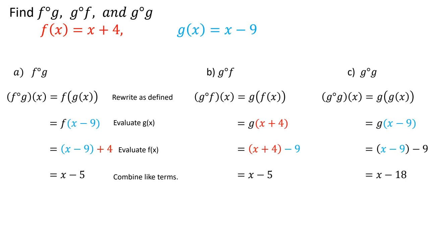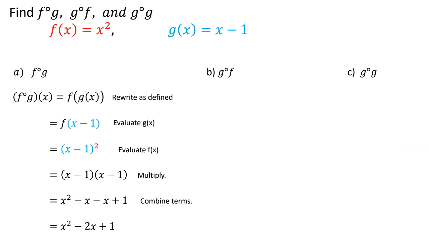Okay, so again, function G is x minus 9. That's what I'm going to plug in to function G. So everywhere I see x, I'm going to plug in this x minus 9. So again, I have x minus 9 minus 9. This is already simplified, so I can drop the parentheses and combine my like terms. Minus 9 with a minus 9 gives me a minus 18. So the composite of G composed of G produces x minus 18. Okay.